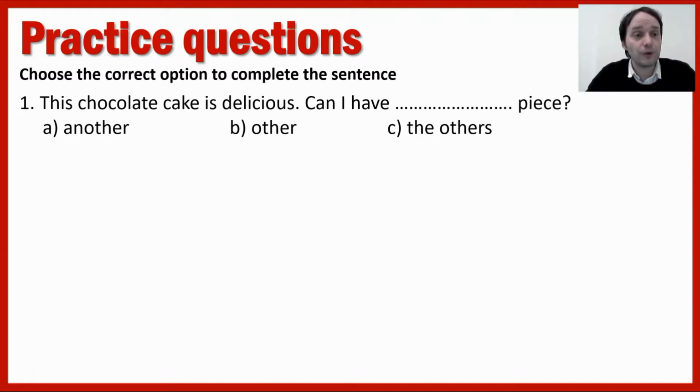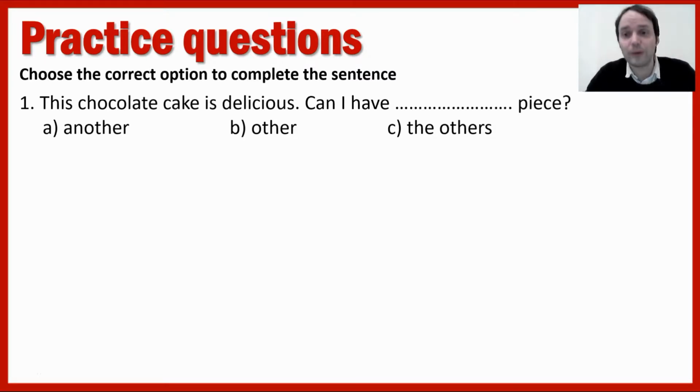So let's start with question 1. But before I give you the answer, I'm going to talk you through how we get the answer first. Okay, so this chocolate cake, all of my examples are chocolate cake because I love chocolate cake. Okay, can I have a piece? All right, and we've got 3 options: another, other, and the others.